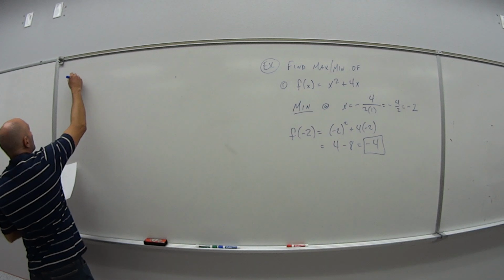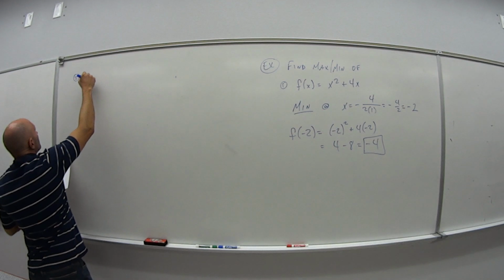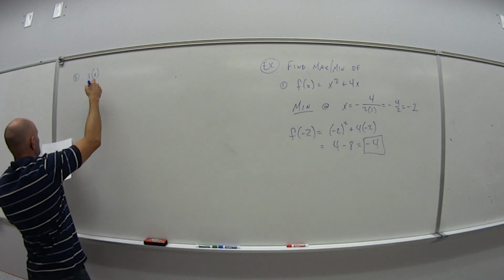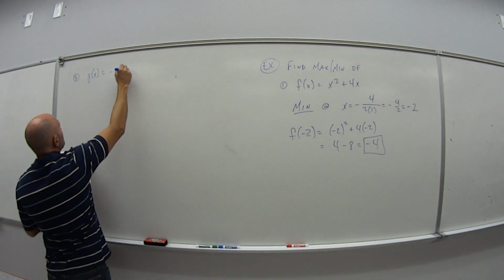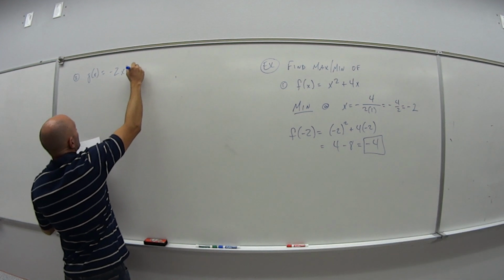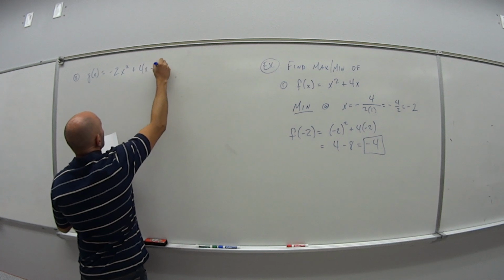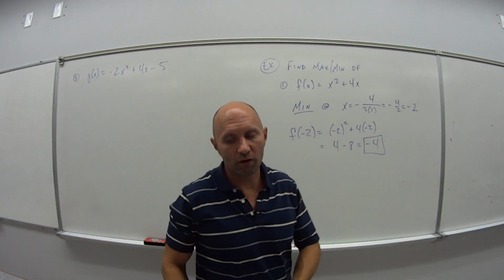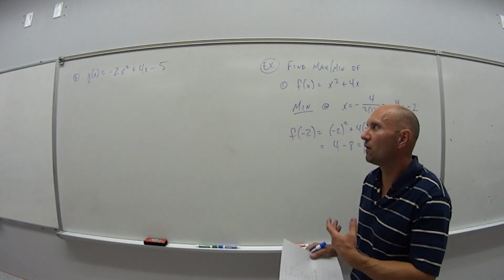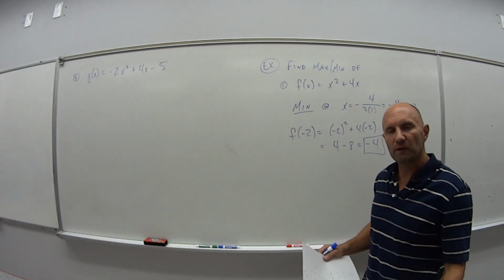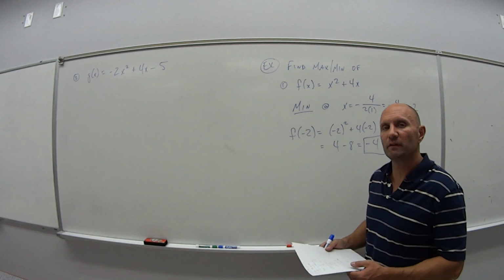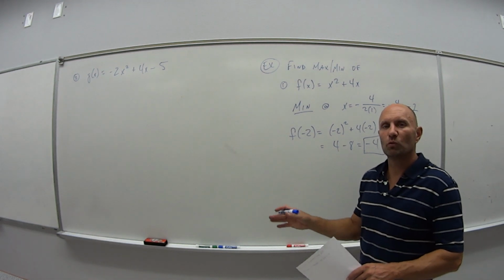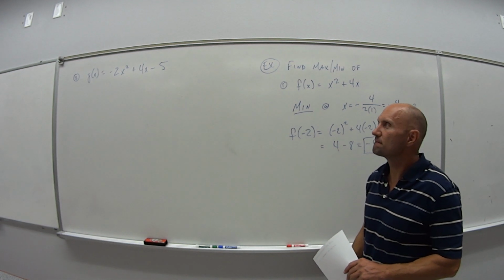All right, let's try one more. Find the max or min of g of x equals negative 2x squared plus 4x minus 5. So again, please hit pause. We've done a couple of these examples now. I want you to try this and feel comfortable about solving these kinds of problems. When you have it worked out, come on back.